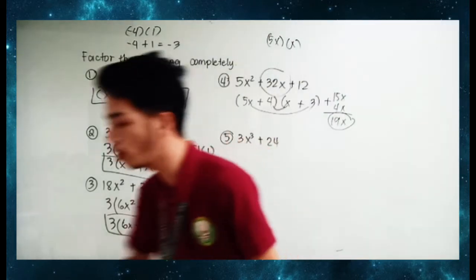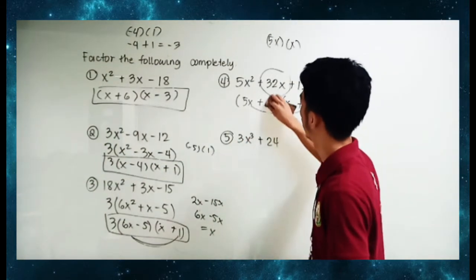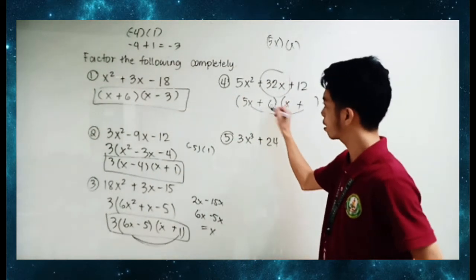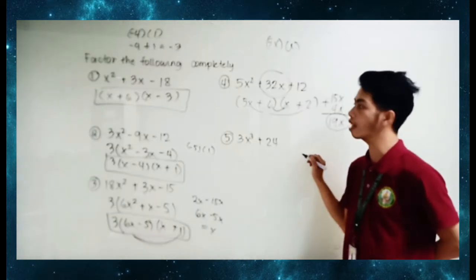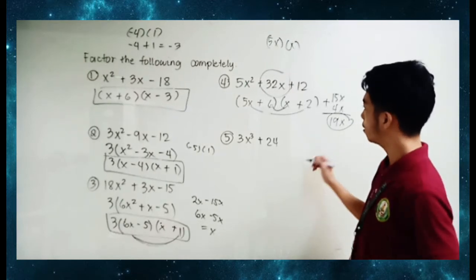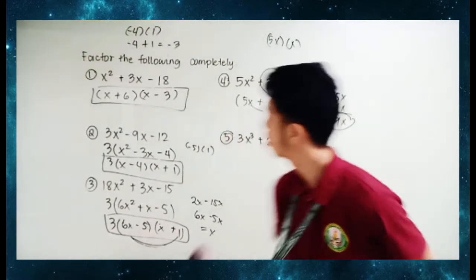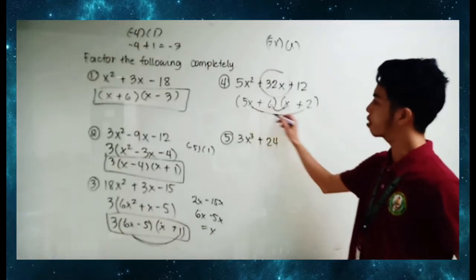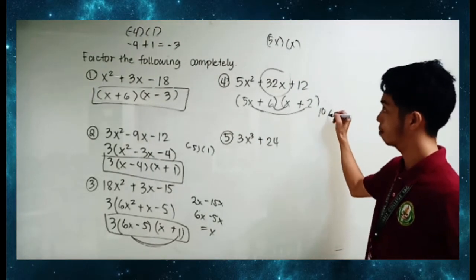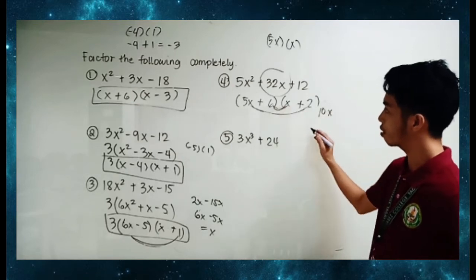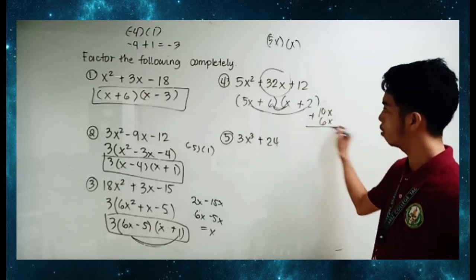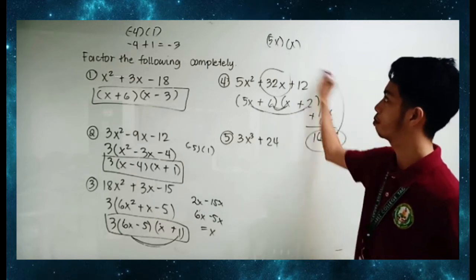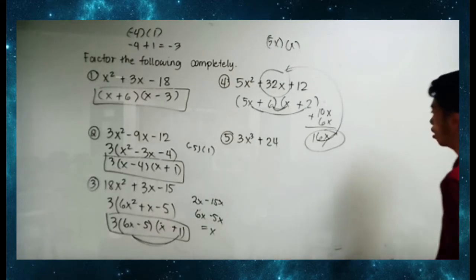Ano pa ba yung factor ng 12? Okay? We have 6 times 2. Okay? 6 times 2. Tingnan nga natin. So, you have 5x times 2 is 10x. 6 times x is 6x. Pag pinag-combine mo, 16x. Hindi siya 32. Hindi pa din. Okay.